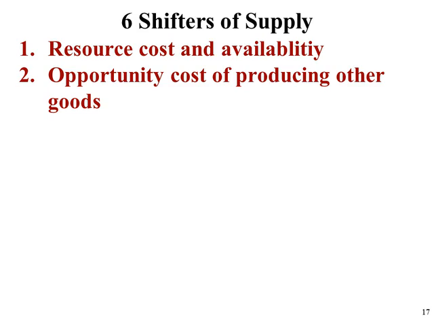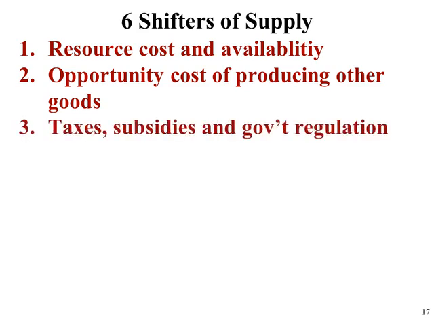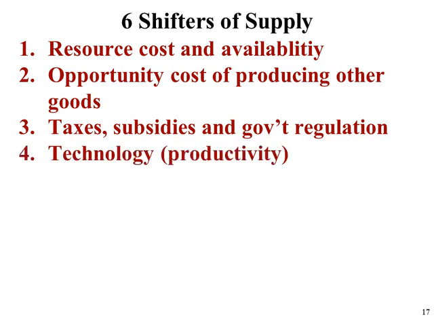This one doesn't happen that often, but it's possible. Taxes, subsidies, and government regulation. If the producer or seller is taxed, that's going to decrease supply. If they get a subsidy, which is basically where the government gives them money, that's going to increase supply. Technology or productivity. Better technology, more productivity. If they have better machines to produce the cereal faster, that's going to increase supply. It's going to shift it to the right.